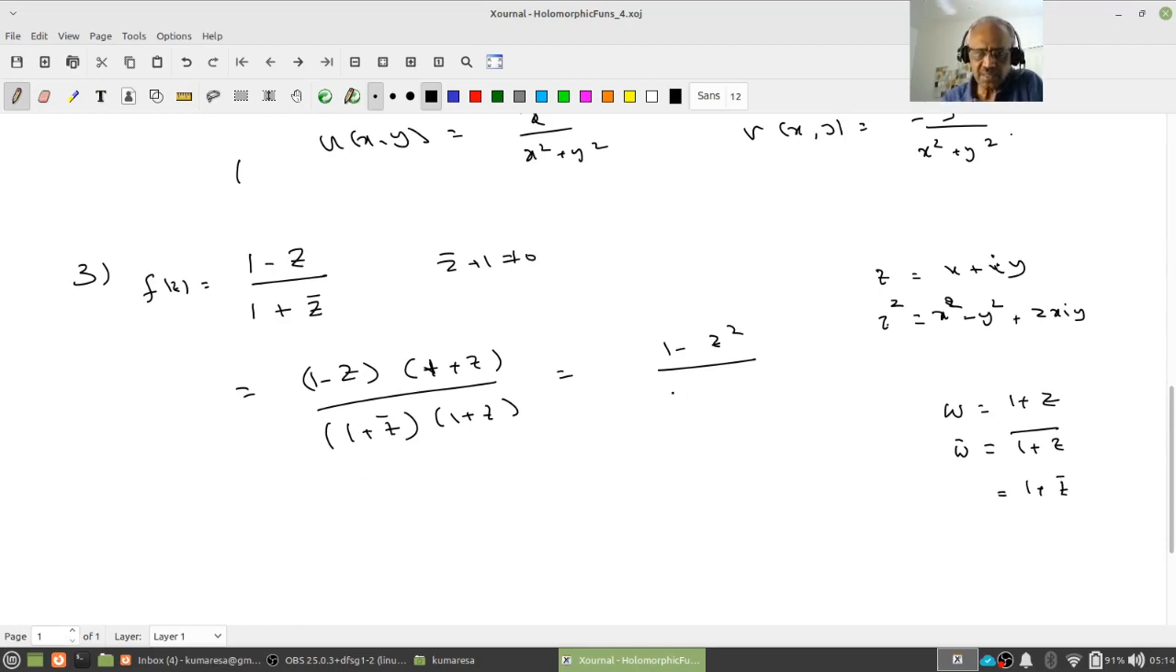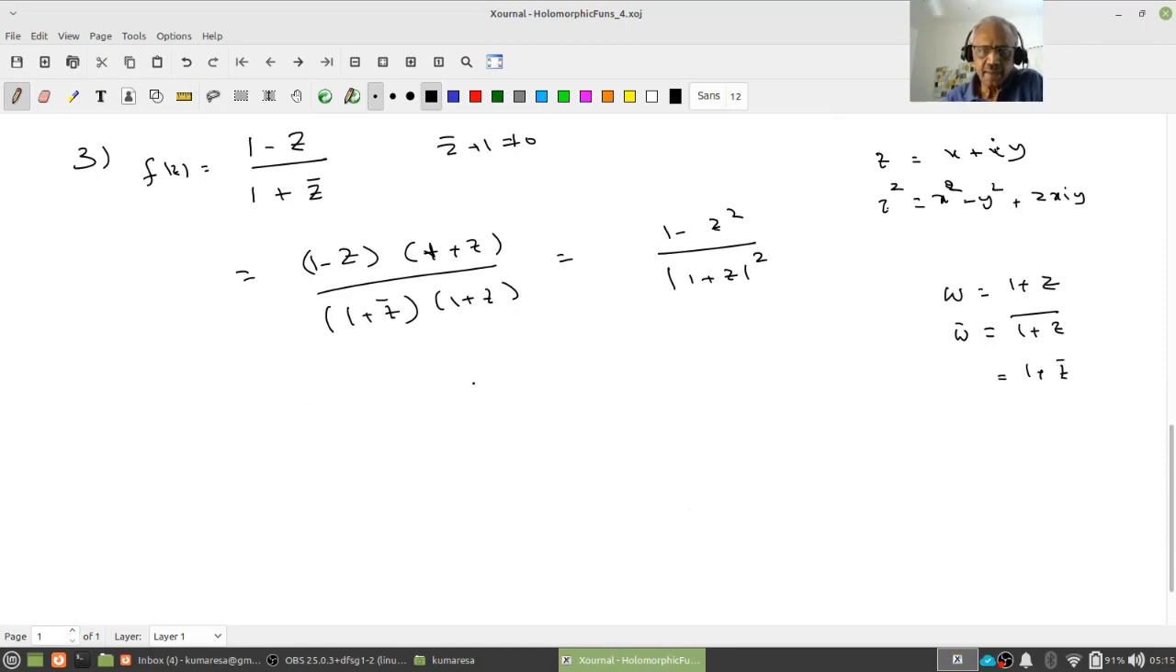Therefore, this is nothing other than modulus of 1 plus z squared. How many of you understand this? Yeah? But what is 1 plus z? 1 plus z is x plus 1 plus iy. Therefore, this we know. Therefore, this is going to be 1 minus x squared plus y squared minus 2ixy.